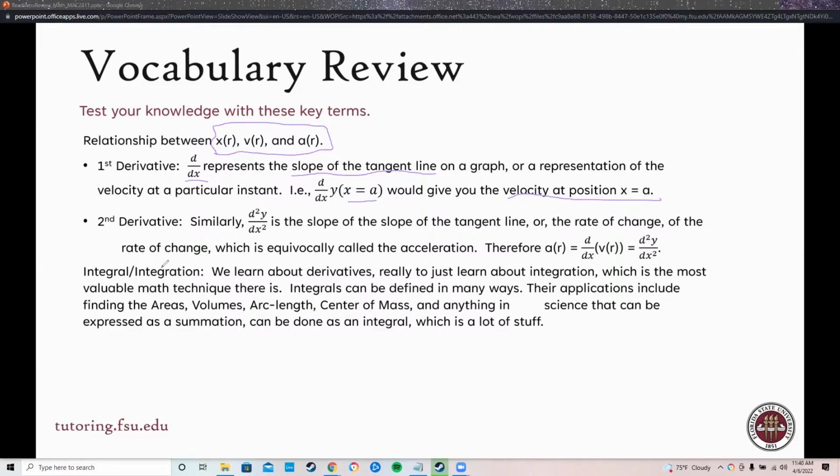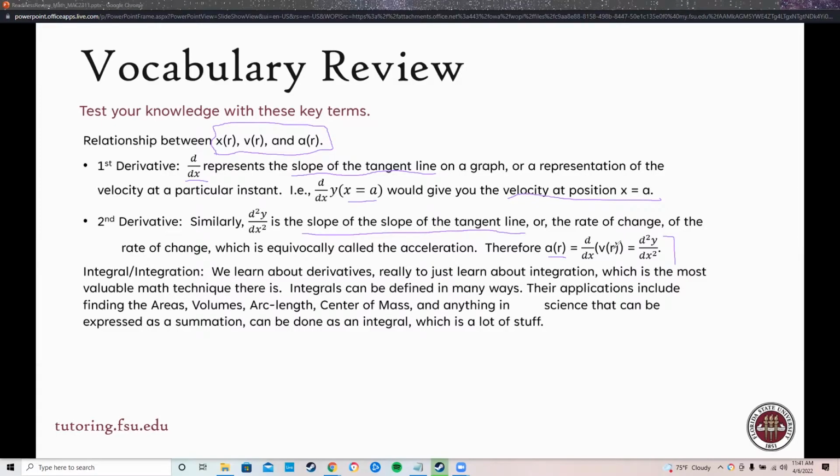Similarly, if we take the second derivative, or the derivative of the first derivative, you have the slope of the tangent line or the instantaneous rate of change of the instantaneous rate of change. If you have the rate of change of the rate of change, this is synonymous with calling it an acceleration.